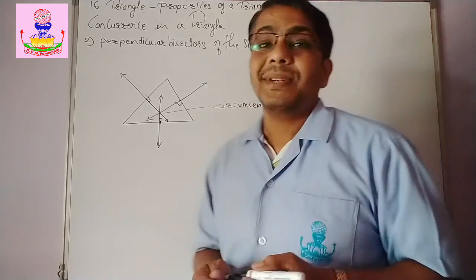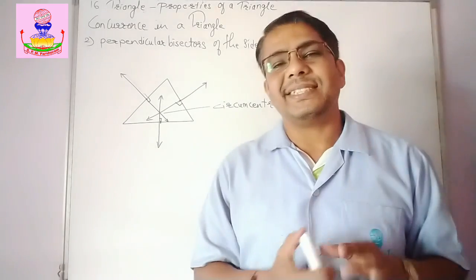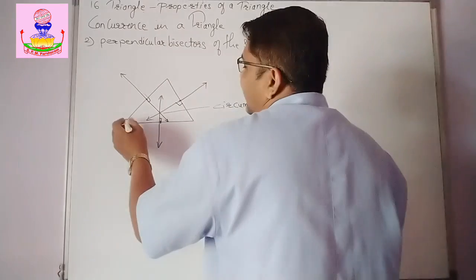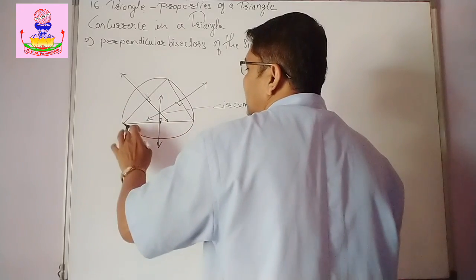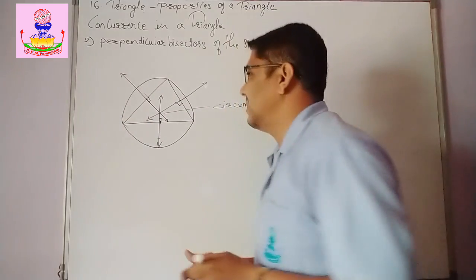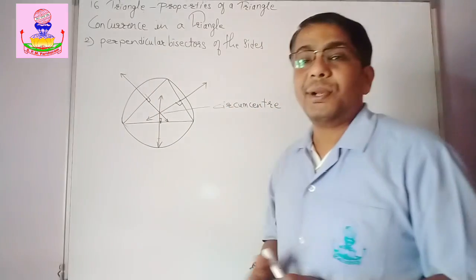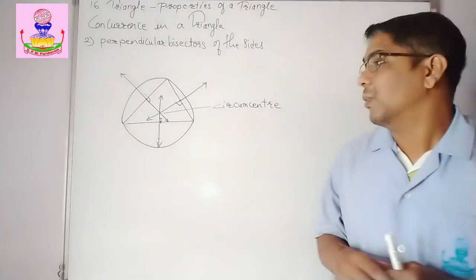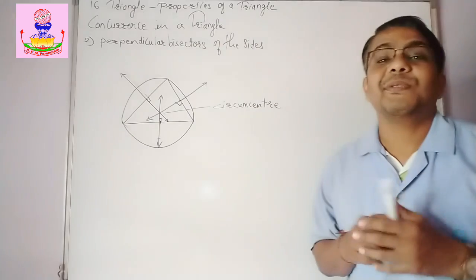And using this circumcenter, we can draw the circumcircle. Now, what is a circumcircle? A circle which passes through the vertices of the triangle is called the circumcircle. So, with this as the center and this as the radius, we draw a circle which passes through all the three vertices of the triangle. Okay, and this point of concurrence of perpendicular bisectors is called the circumcenter. Now, in case of acute angle triangle, it lies in the interior.